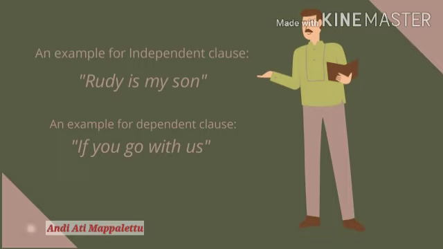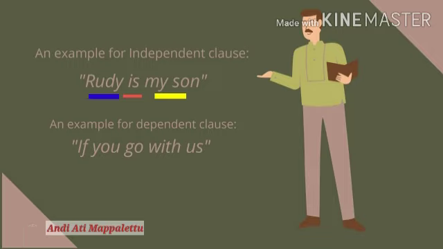An example of an independent clause is Rudy is my son. This sentence has complete information. There is the subject Rudy, the verb or to be is, and the object or complement is my son.